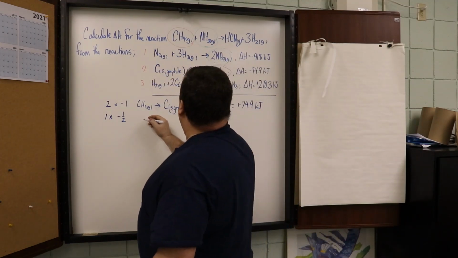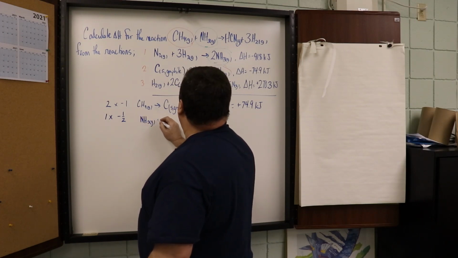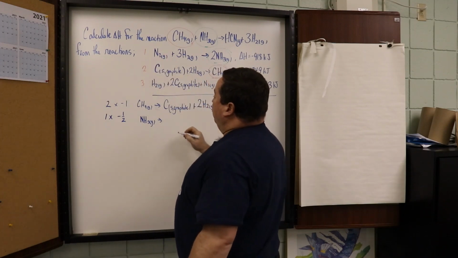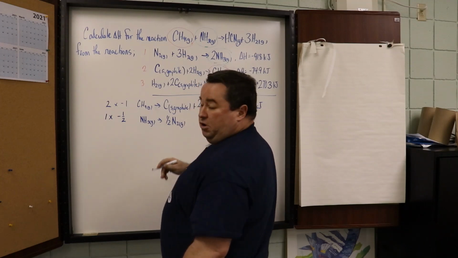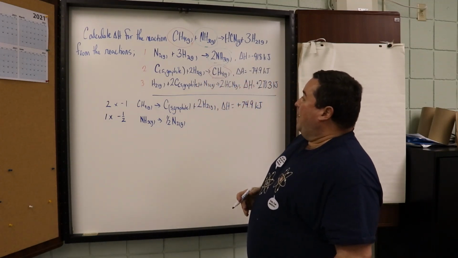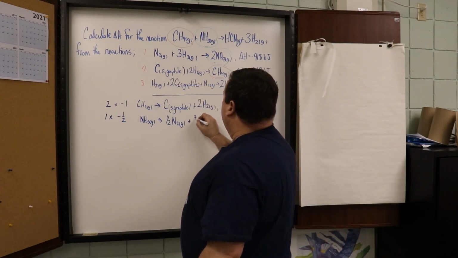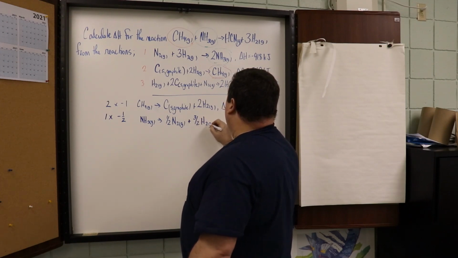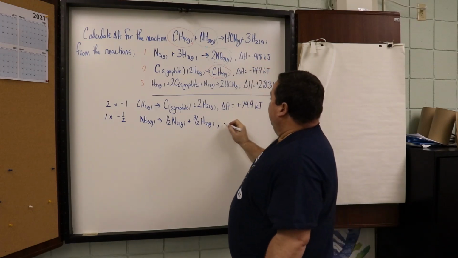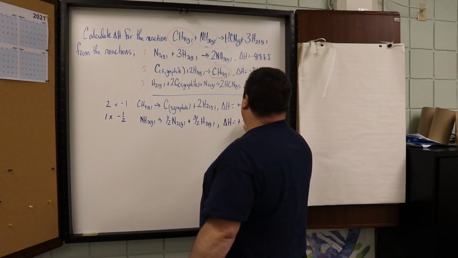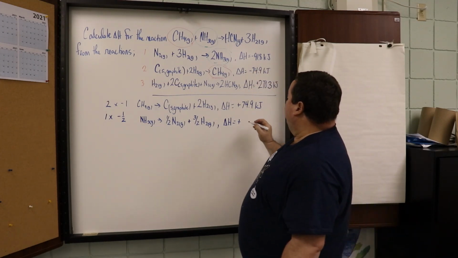So the 2NH3 move to the left side and becomes a single NH3 gas. The nitrogen becomes a half of an N2. Fractional coefficients are just fine here because we're just doing math on the equation. And half of the 3 hydrogen will be 3 over 2 H2 gas. Now I do exactly the same thing with my enthalpy. I'm reversing the sign, so this delta H becomes a positive, and half of the 91.8 is 45.9.